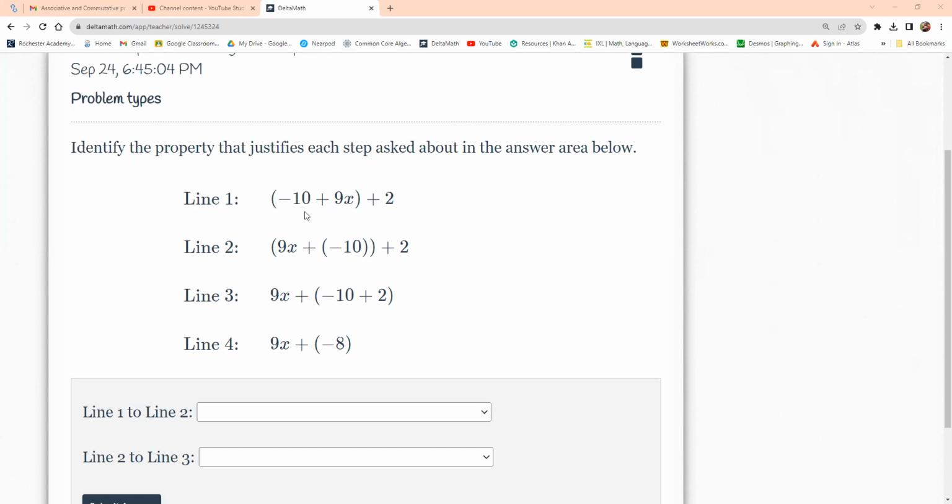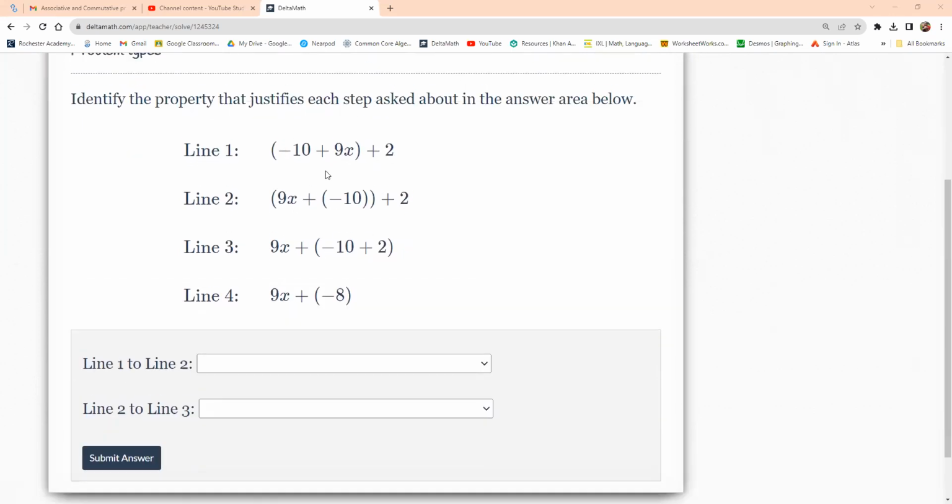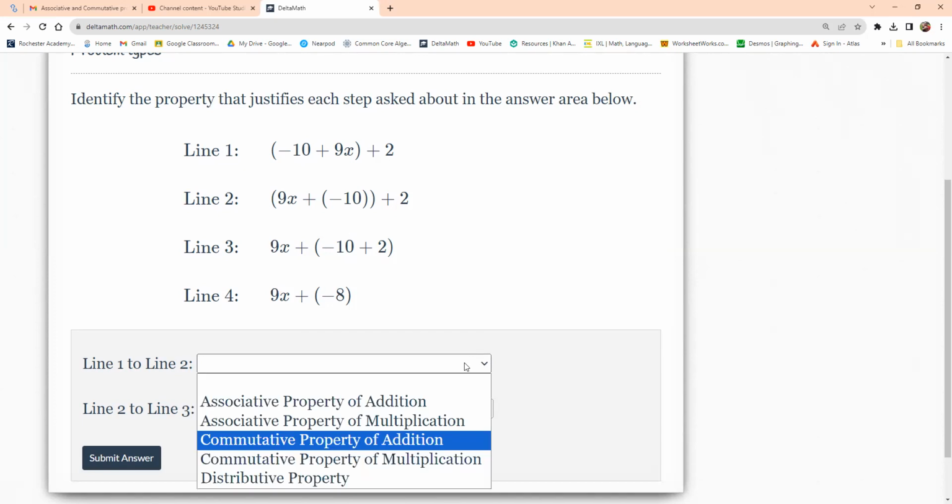Okay, so let's go. Each line we're going to go through from line 1 to line 2. So we have parentheses, a negative 10 plus 9x, plus 2. And then what we do is we just reverse the order. So it's 9x plus, and we put this negative 10 inside of parentheses so that it's clear that it's a negative and not just a minus. But anyway, we just reverse the order. So this is just the commutative property of addition.